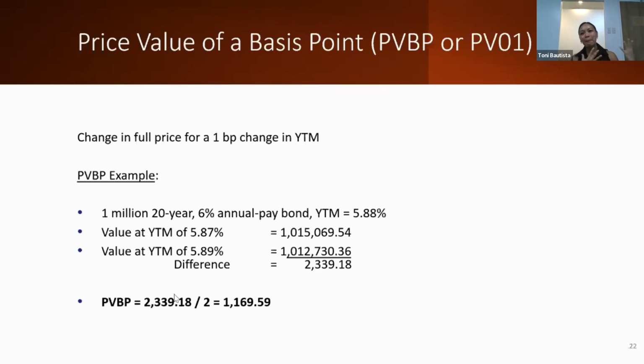My traders here in SCB would normally talk in terms of PVO1 basis. So this is their measure of risk because this would allow them to estimate their potential gains or loss depending on how they think yields would move.